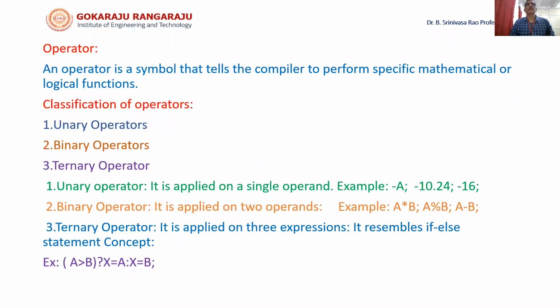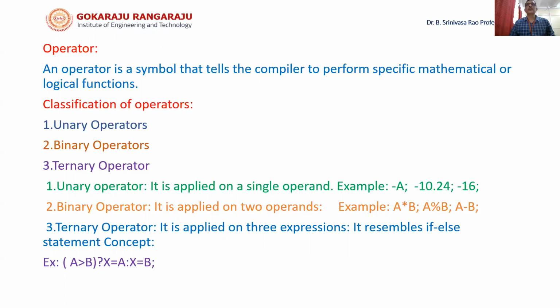What is an operator? An operator is a symbol that tells the compiler to perform specific mathematical or logical functions. The operators are classified as three types: unary operators, binary operators, and ternary operators. First, we look into unary operator.